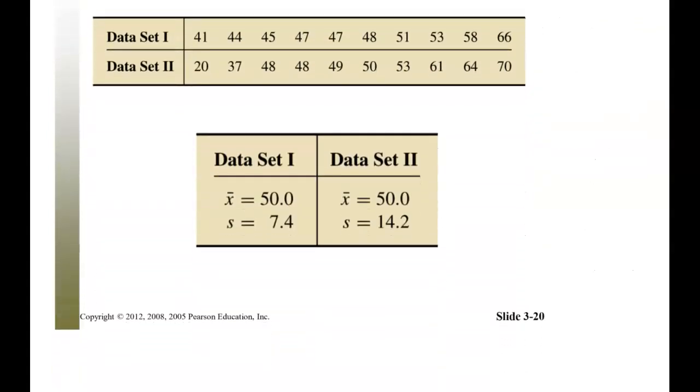So once again, just to show you another example, both data sets had the mean of 50, but clearly data set 2 had the much larger standard deviation.